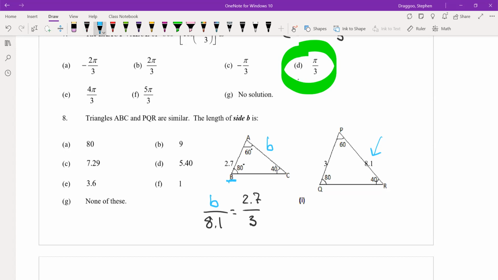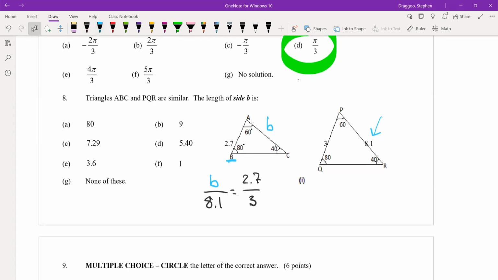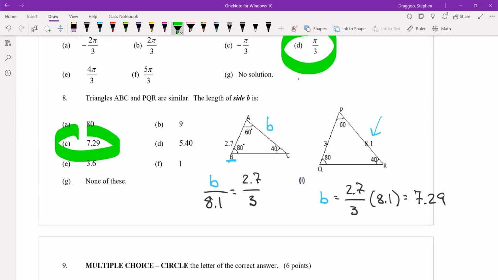Either way will work, because I then need to solve this thing for B. It is equal to 2.7 over 3 times 8.1, or 0.9 times 8.1. 9 cubed is 729, so this is going to be 7.29. Option C. I fully expect that would be a calculator problem. Don't need to solve that by hand.